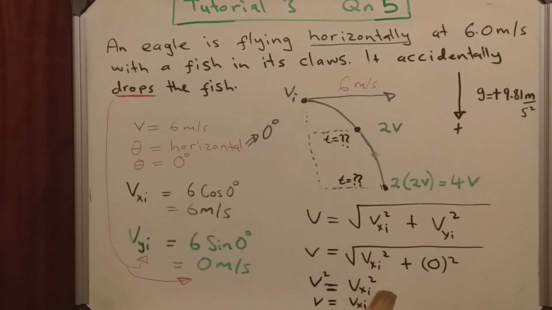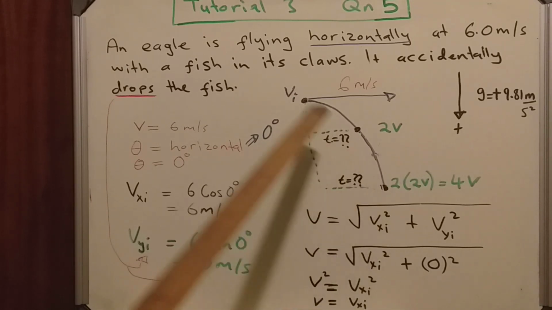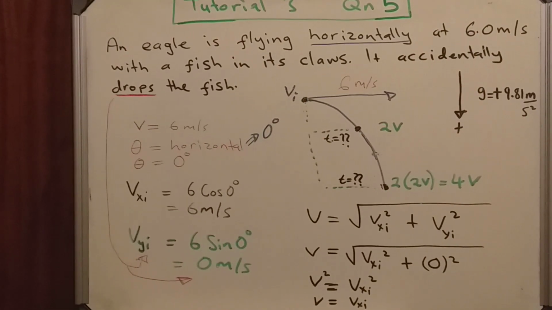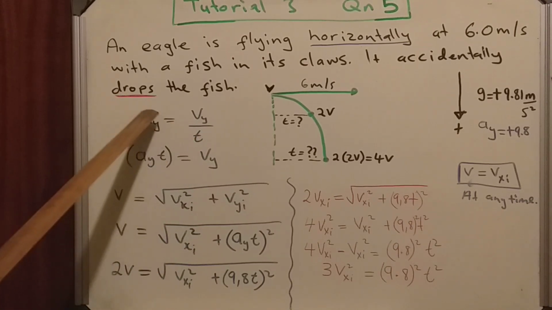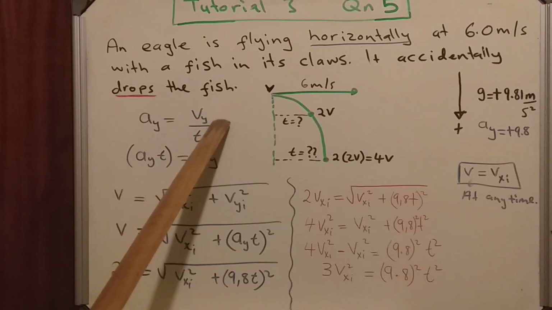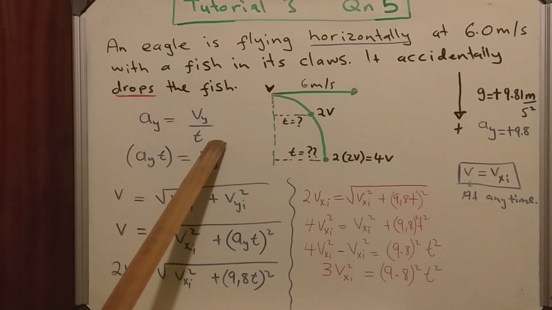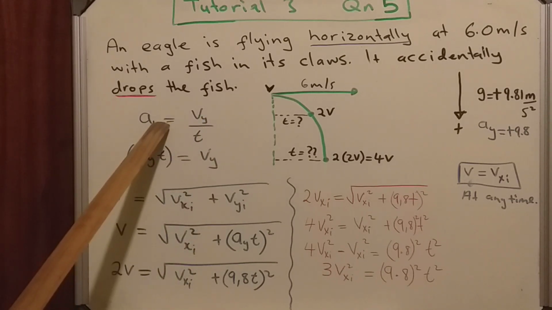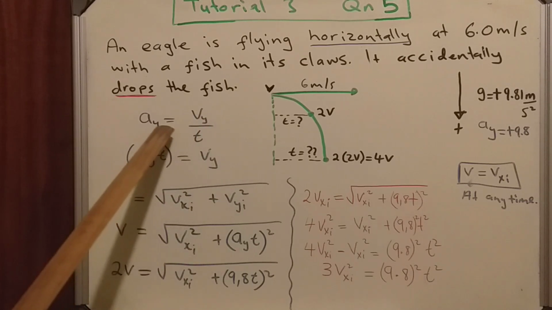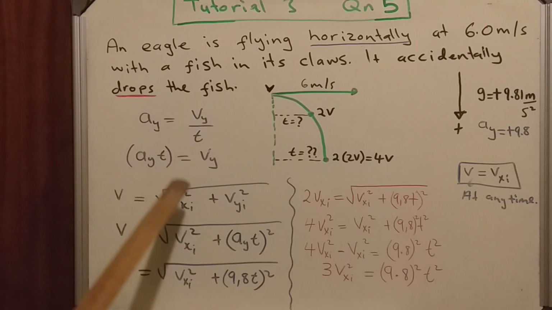It's not going to remain as 0, but Vx will remain constant throughout. And remember, acceleration in the x for this projectile, for this drop, is always 0. So we are going to start with acceleration in the y. Acceleration is always velocity over time taken, changing velocity over changing time. So ay is equal to vy over t. We make vy the subject of the formula, which will be ay times t.